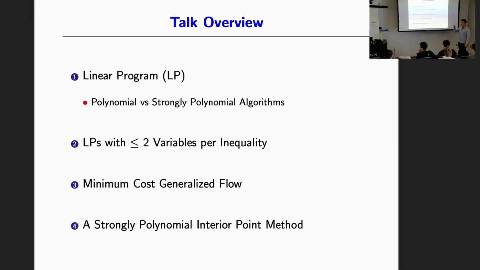So I'm sure most, if not all of you, know what LPs are, but I'll start by placing emphasis on the difference between what a polynomial algorithm is and what a strongly polynomial algorithm is. And then we'll move on to look at this subclass of LPs, namely the ones with at most 2 variables per inequality, and show how it is actually equivalent to a well-structured problem on graphs. And then finally, we will present a strongly polynomial algorithm for it, which is an interior point method.